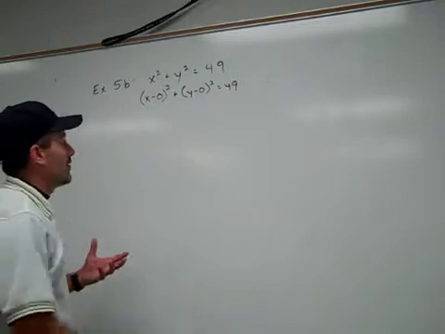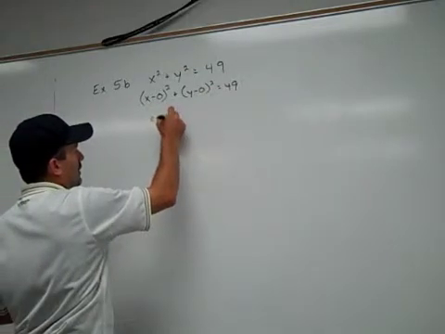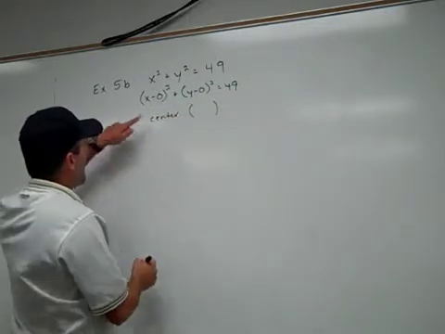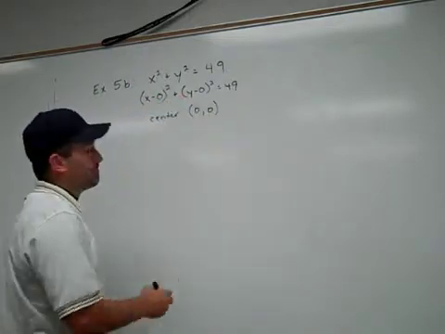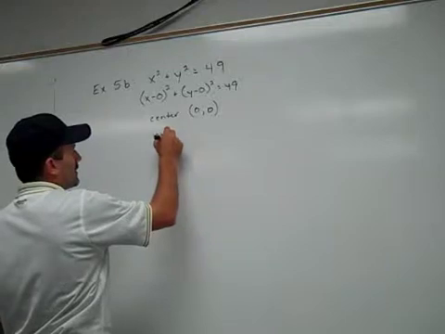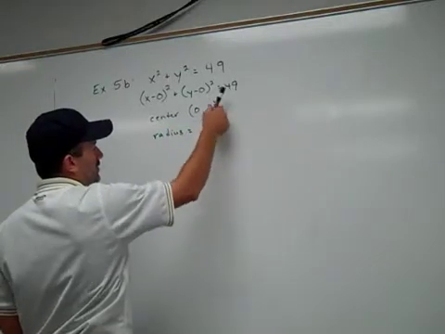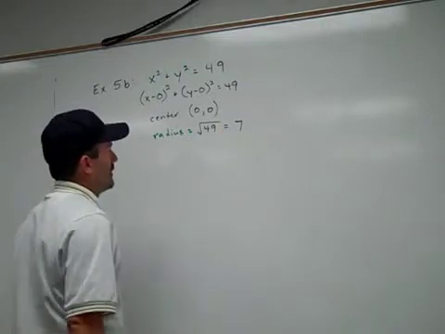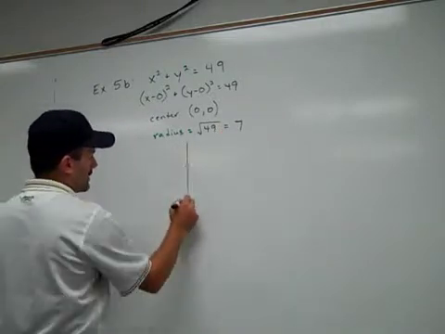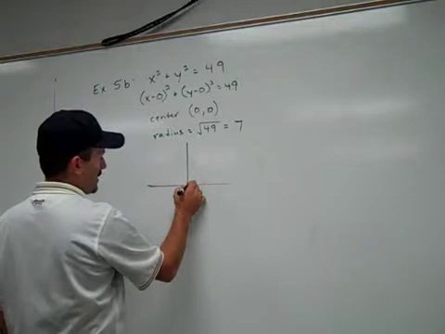Which means the center of our circle is going to be an x-coordinate of 0 and a y-coordinate of 0. It's going to be at the origin. The radius, again, is going to be equal to the square root of 49, which we know is 7. So to graph this, our center is at the origin.